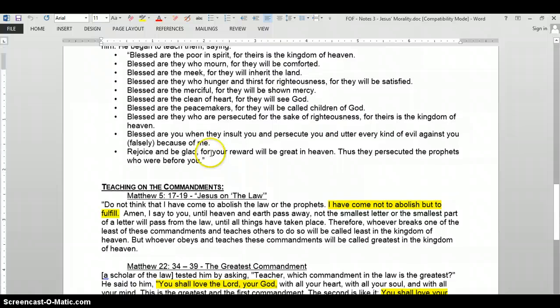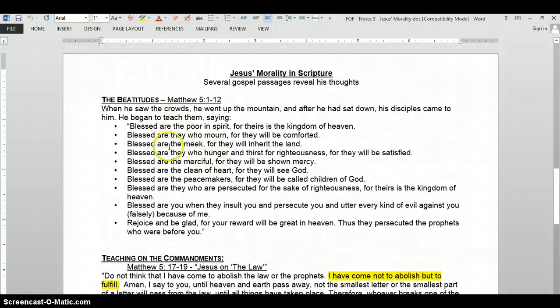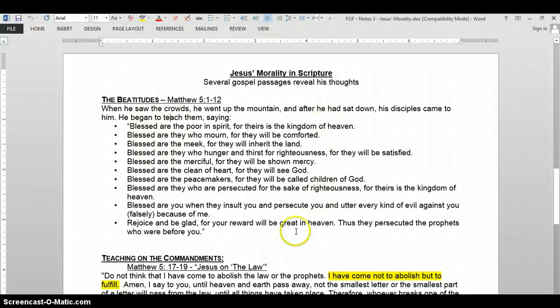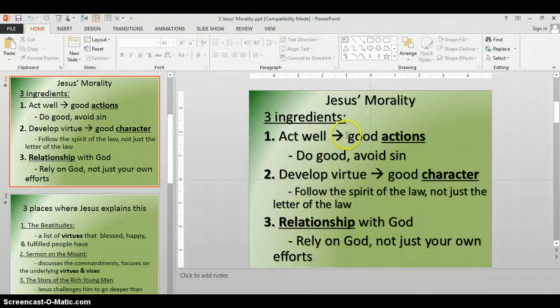Okay, the Beatitudes is the hardest. So he's starting off his Sermon on the Mount, which is his discourse, his speech on morality. And instead of giving us 10 commandments, he gives us 10 virtues. The Beatitudes are lists of virtues. They're good qualities. So again, instead of just focusing on actions, he's focusing on character, the spirit of the law, not just the letter of the law.